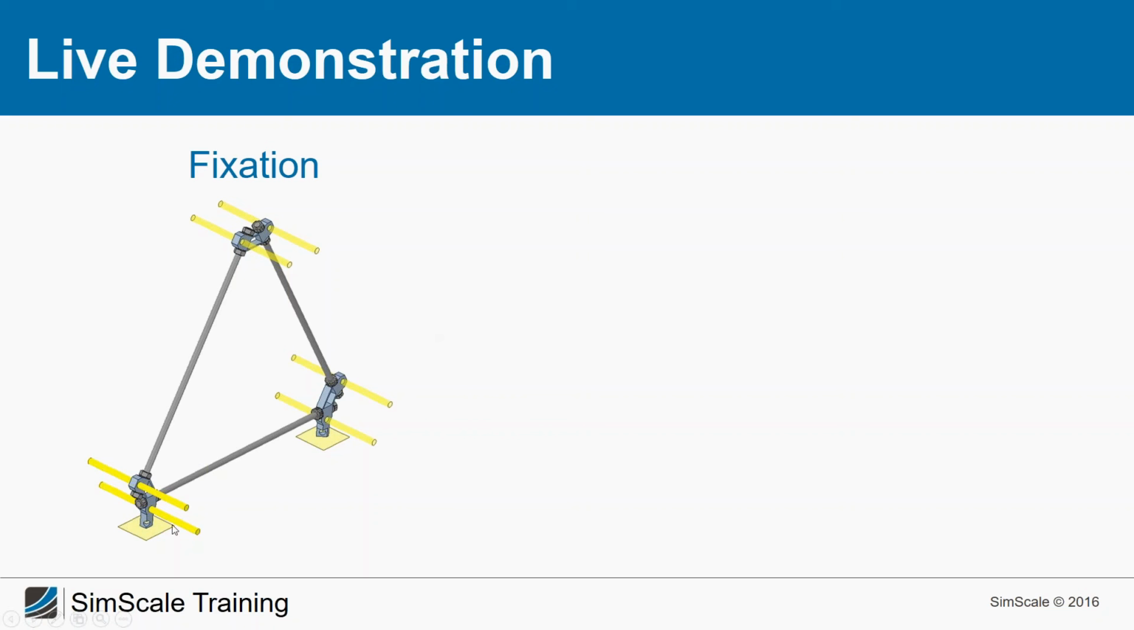Also, this part, this assembly needs to be connected somehow to the ground. Therefore, the easiest thing is just to say these lower surfaces, which are touching the ground, cannot move in any direction.